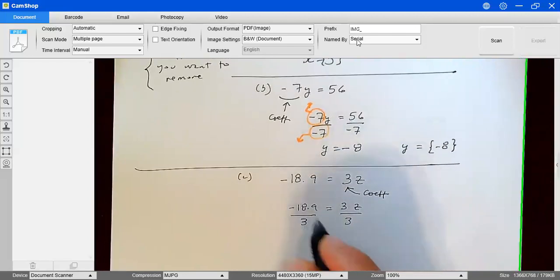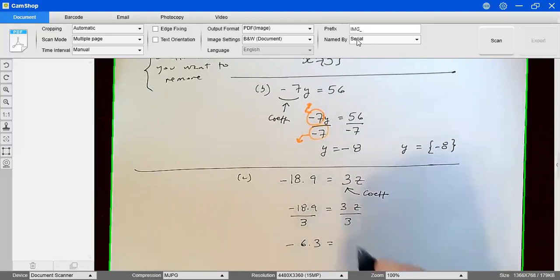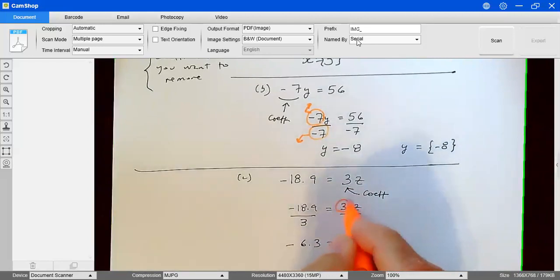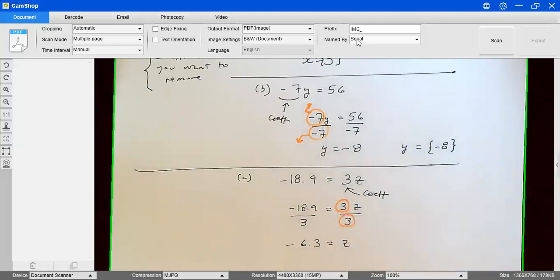If you use your calculator or do it by hand, you're gonna find that this is negative 6.3, because negative divided by positive is gonna be negative, and on the other side you're just gonna get z. Why? Because the number 3 on top cancels the number 3 at the bottom. So that's example 2. We're gonna solve another example.